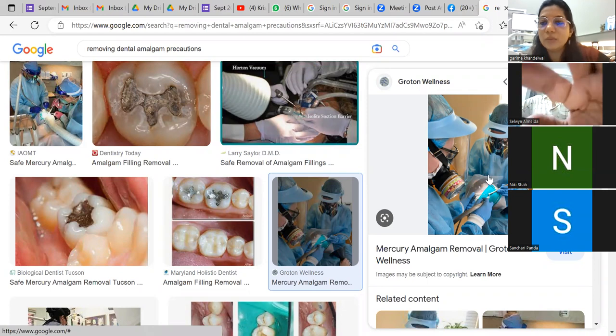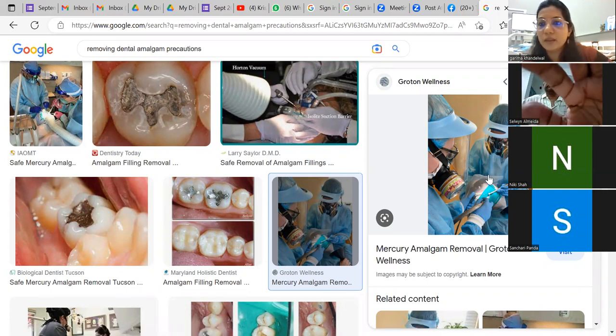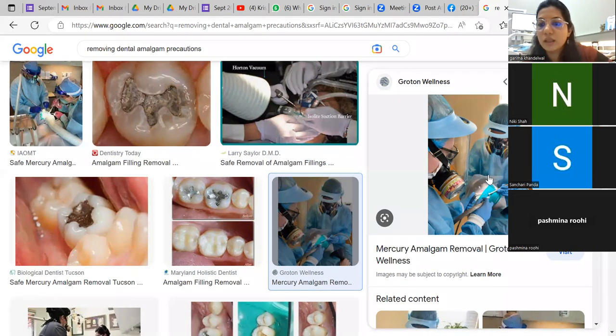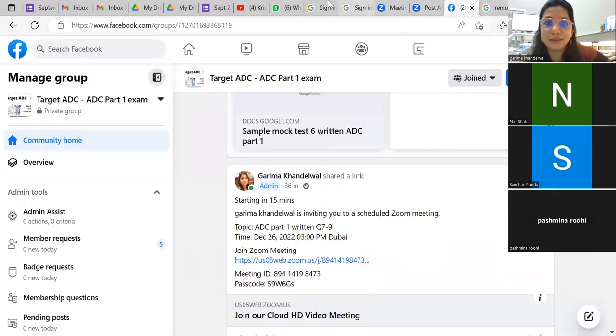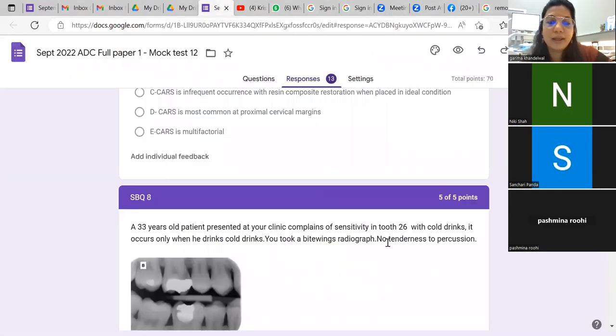So when you take all these proper precautions, the amalgam is removed very nicely, and then there is minimum exposure. Got it? So it's not unethical. Nobody says it's unethical. Nowhere is it written that it's unethical. And as a restoration on the front tooth, if you don't remove it, you're actually torturing the patient, you know. So let's go back to SBQA. Any other question apart from this?